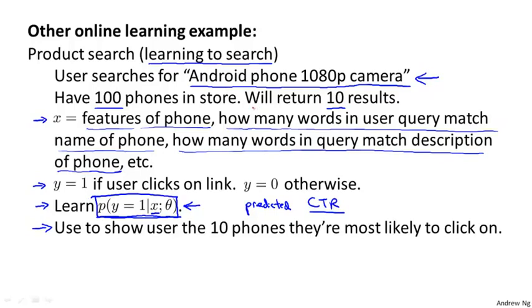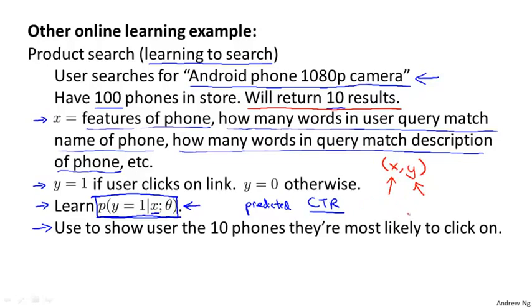Just to be clear, suppose that every time a user does a search, we return 10 results. What that will do is actually give us 10 XY pairs. So this gives us 10 training examples every time a user comes to our website, because for the 10 phones that we chose to show the user, for each of those 10 phones we get a feature vector X, and we will also observe a value of Y depending on whether or not they clicked on that URL or not.